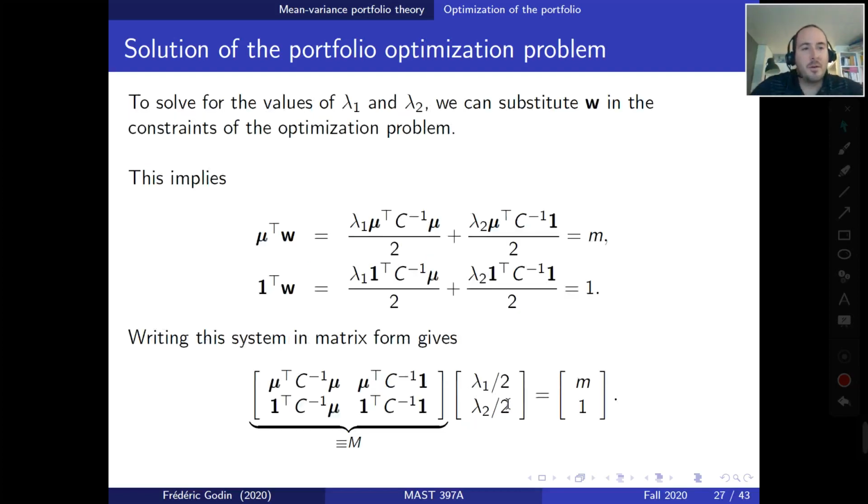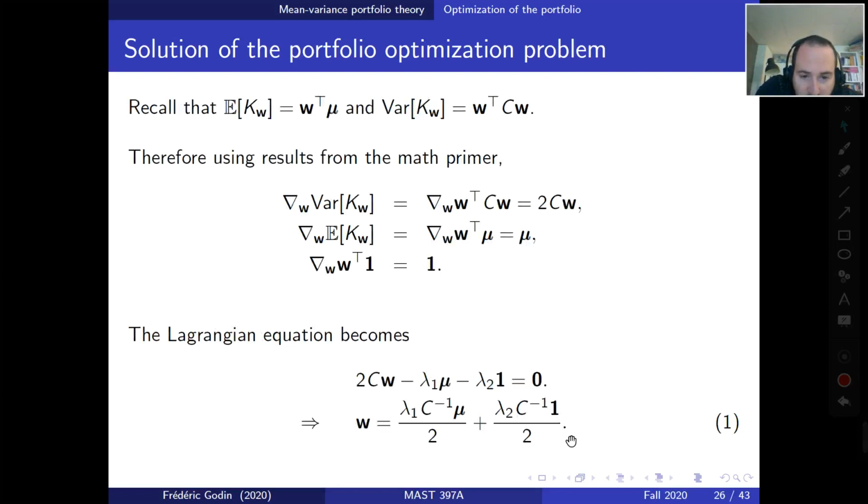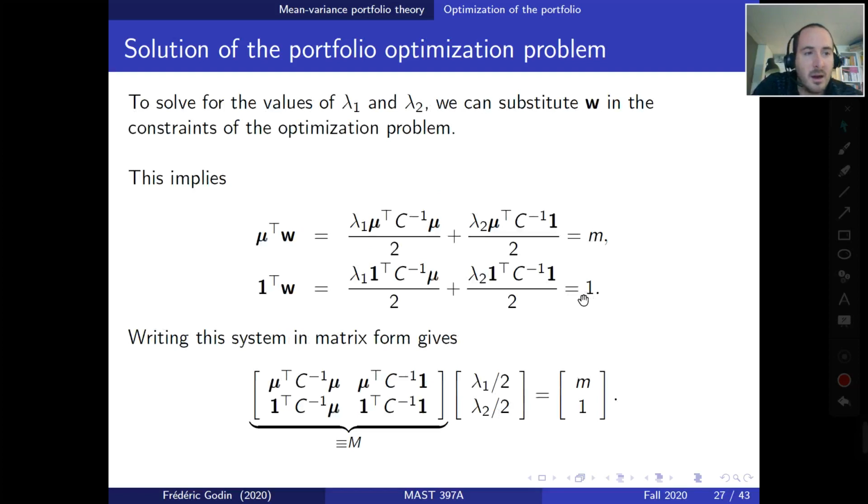So to solve for the values of the Lagrange multipliers lambda 1 and lambda 2, we can substitute the value of W that we've just identified into the two constraints of the problem. Recall the two constraints were that the weights must sum to 1 and the expected return of the portfolio should be equal to M. So here we go back one slide. Let's copy this formula. So W is equal to this guy. And we're going to plug this value of W into the two following constraints.